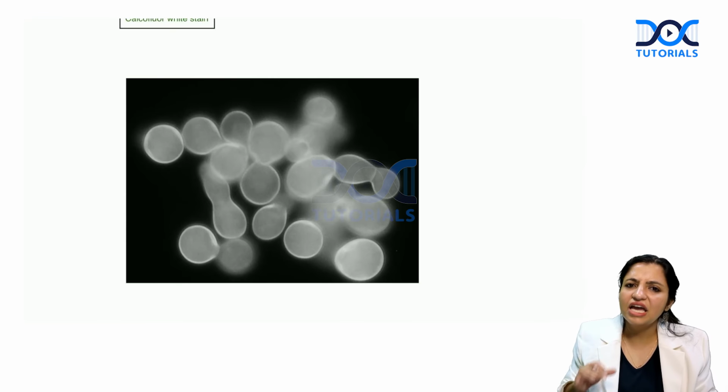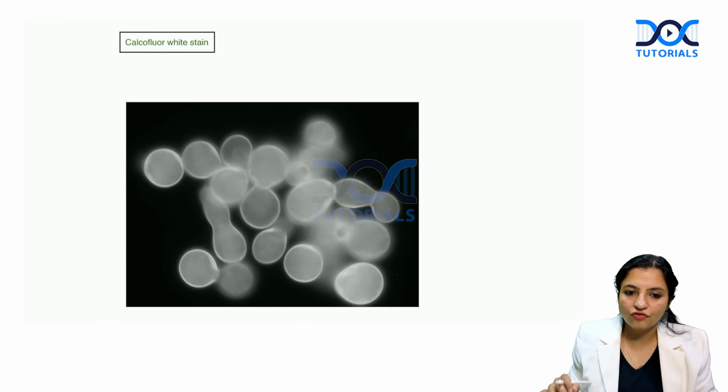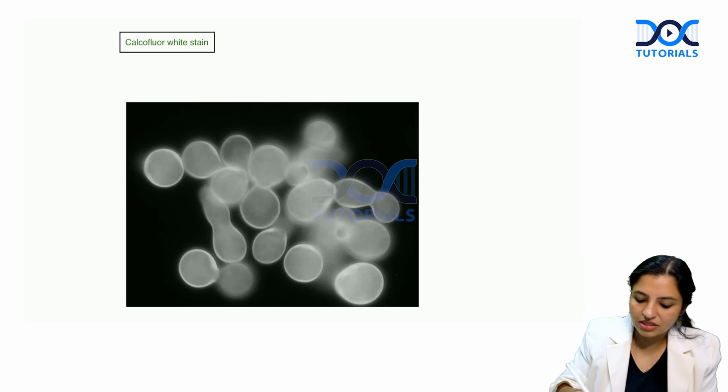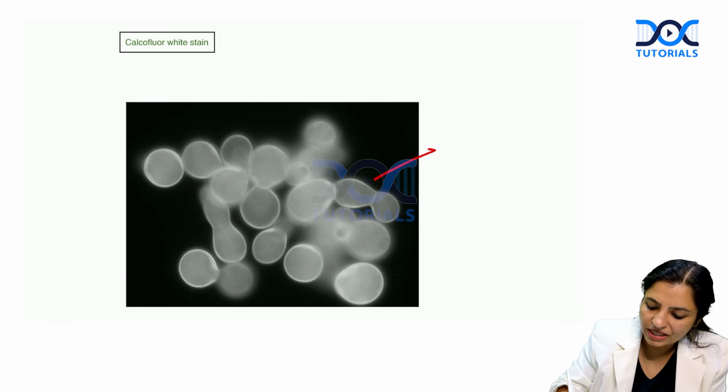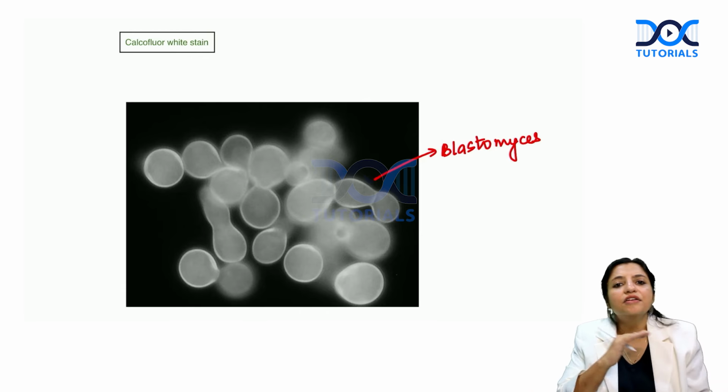So it can identify any fungus because it has a tendency to bind to chitin, and this is calcofluof white, and as soon as you put UV light, it starts shining. Okay, so this is a broad based budding here. So this is just an image from blastomyces. So point to be noted is it can identify any fungus.